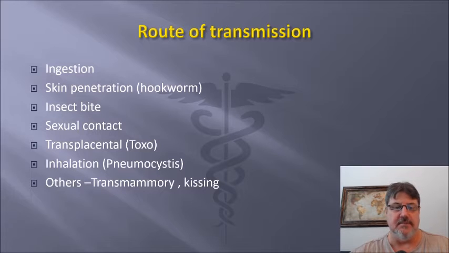Route of transmission. There's a number of ways that people can pick up parasites, and ingestion's a very common one. Skin penetration: hookworm, strongyloides, the schistosomes. Insect bite, we've talked about that quite a bit already. Sexual contact in the case of Trichomonas vaginalis. Transplacental, like with Toxoplasma gondii. Inhalation, Pneumocystis carinii. And others like transmammary, we see that sometimes with strongyloides. Even kissing, there's certain parasites that can be transmitted via kissing, like Trichomonas tenax or Entamoeba gingivalis.